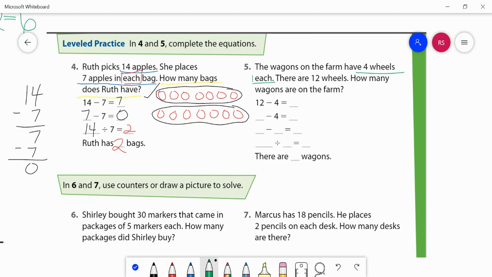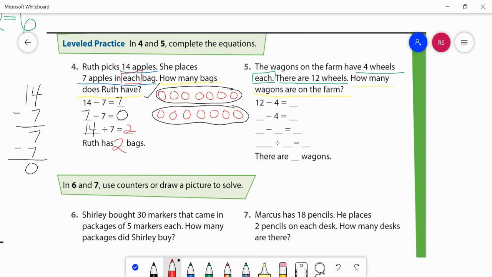Oh, there's that keyword each that always means either multiplication or division. There are 12 wheels. Oh, here's my total. So if I see the word each and I have a total, that means I'm going to be dividing. How many wagons are on the farm? That's our question.